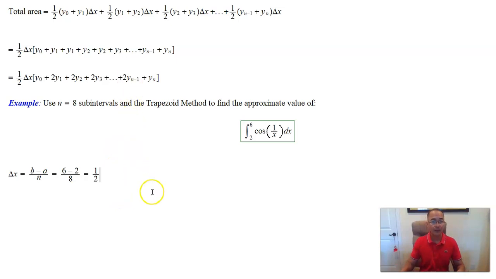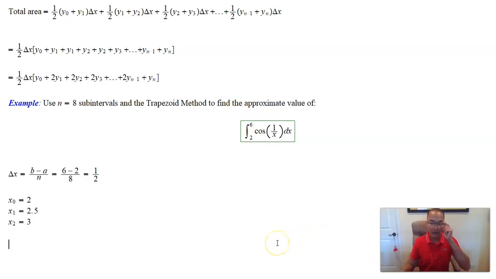So we want the endpoints. We start with x0. It is the left endpoint of our domain, so it's 2. And then we move to the right by delta x, which is 0.5. So the next endpoint is 2.5. And then after that, we move to the right by 0.5. We are at 3. Obviously, see the pattern. And our last endpoint will be at 6.